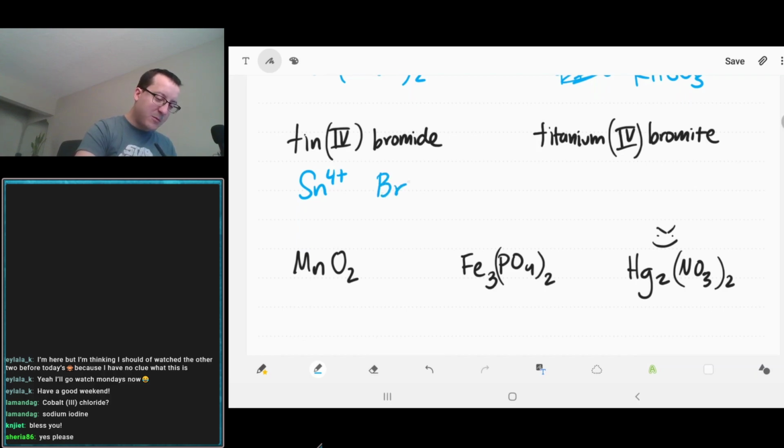And then, of course, bromide is Br negative. Remember that ide ending: there are a few polyatomic ions that end in ide, but by and large, ide is reserved for single elements that are negatively charged. And so putting these together, we're going to need 4 bromides to balance out the tin, and there we have it.